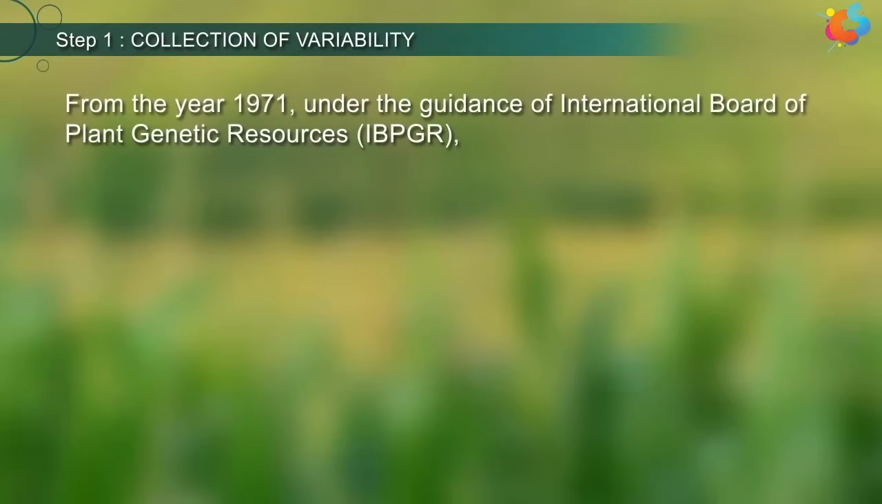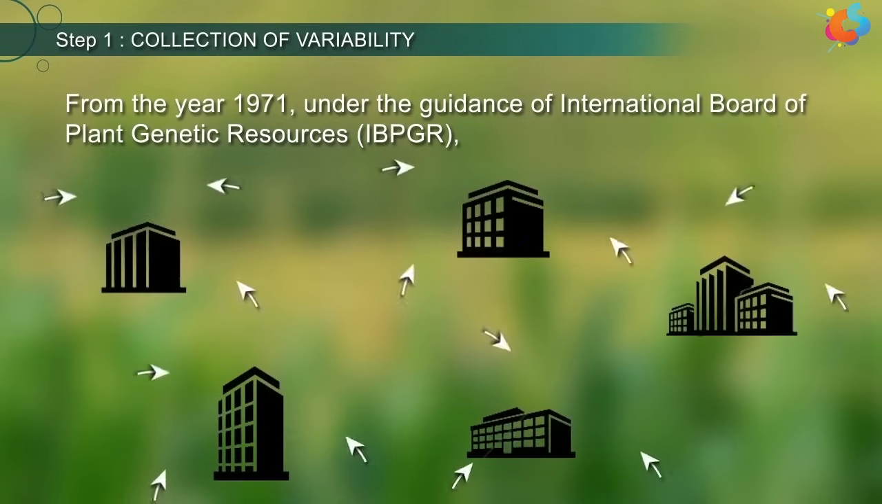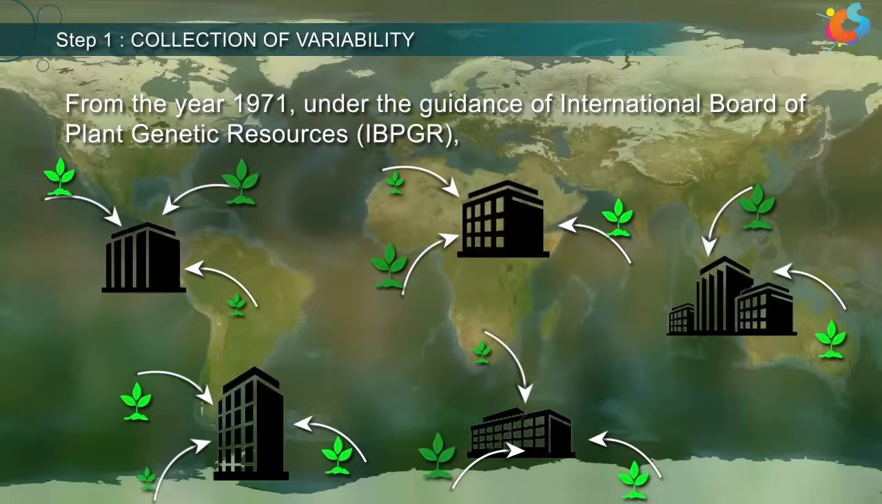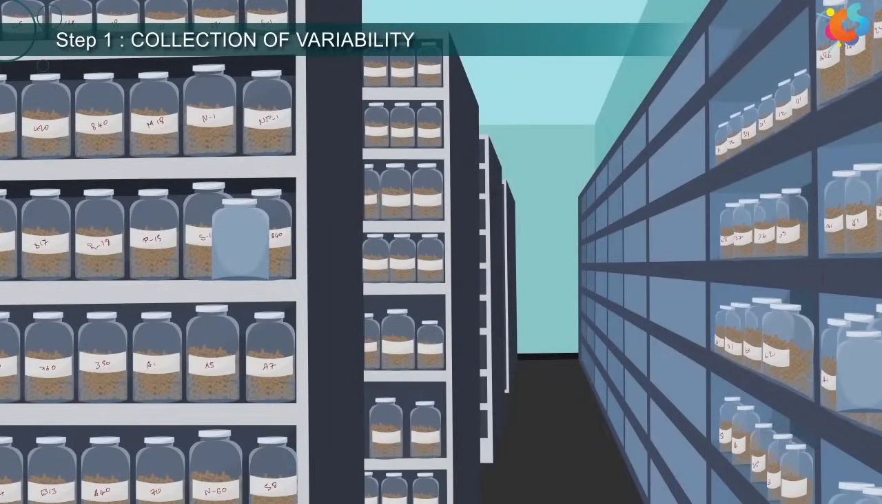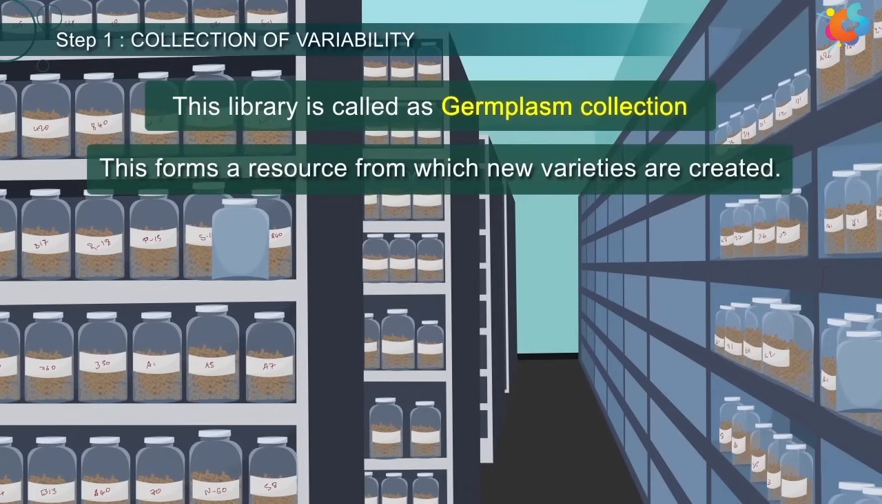From the year 1971, under the guidance of the International Board of Plant Genetic Resources, IBPGR, several institutes have started collecting all the naturally available plants and seeds, having all diverse alleles for all genes in a given crop, from different geographic locations on this planet, and made a library out of it. This library is called germplasm collection. This forms a resource from which new varieties are created.